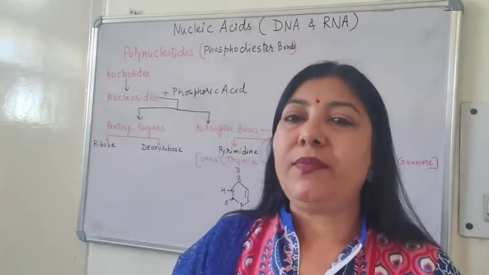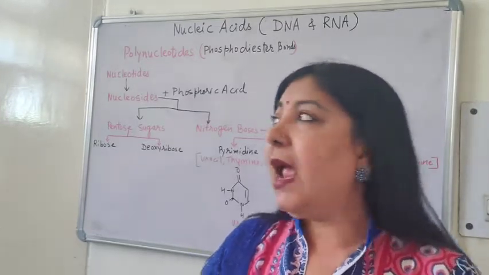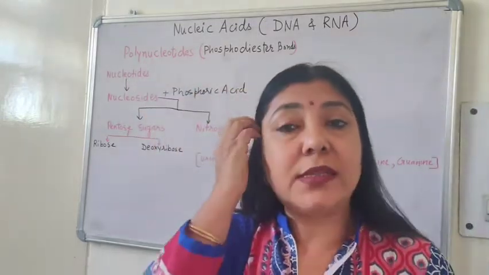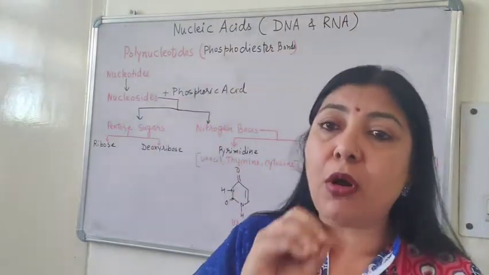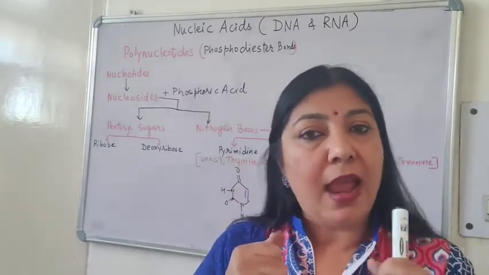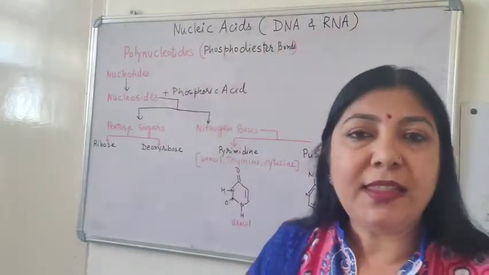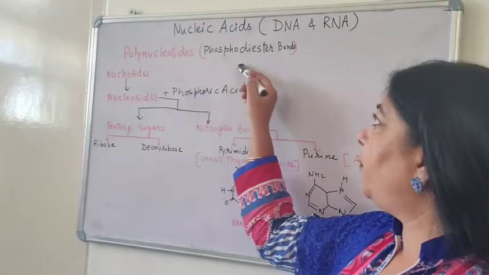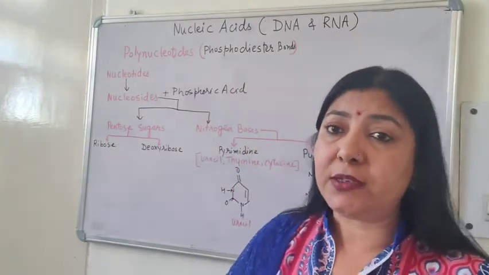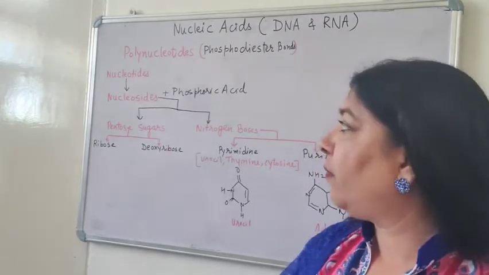But actually, they are big molecules. They are polymers and they are called polynucleotides. They are the polymers of nucleotides. And these nucleotides are held together by special types of bonds. And these bonds are called phosphodiester bonds. What are phosphodiester bonds? We will study the details of the phosphodiester bonds.